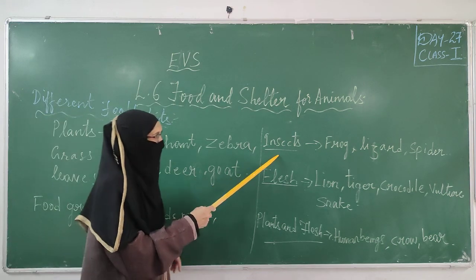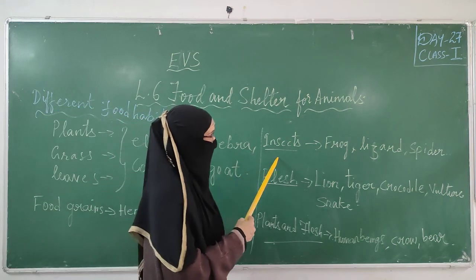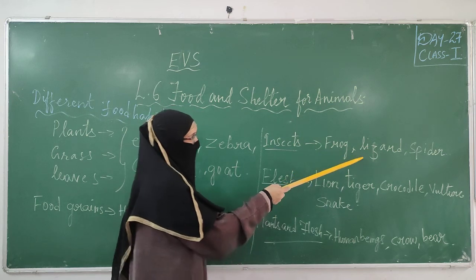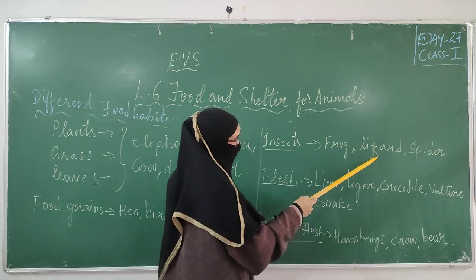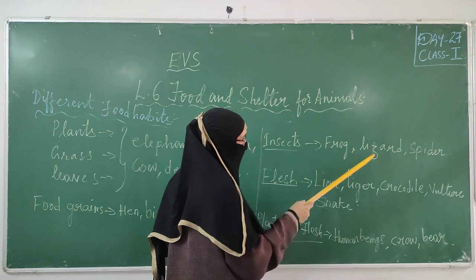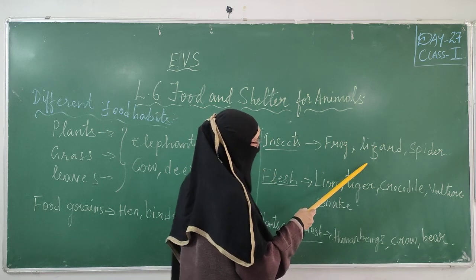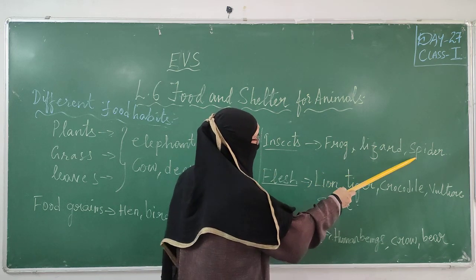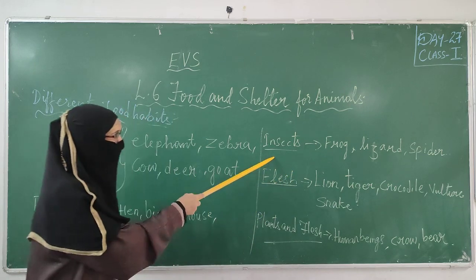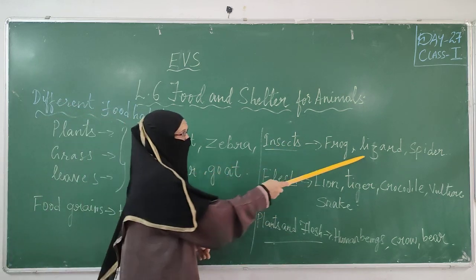Then coming to insects. Some animals eat insects, like frog and lizard. You might have seen lizards in your house. Just see how they catch hold of the insects and eat. Frog, lizard and spider eat other insects. These are the insect eating animals.